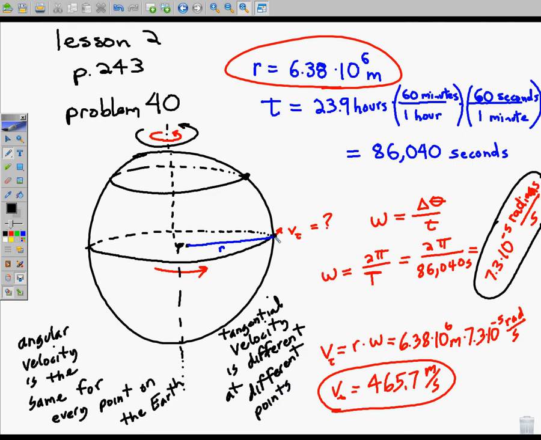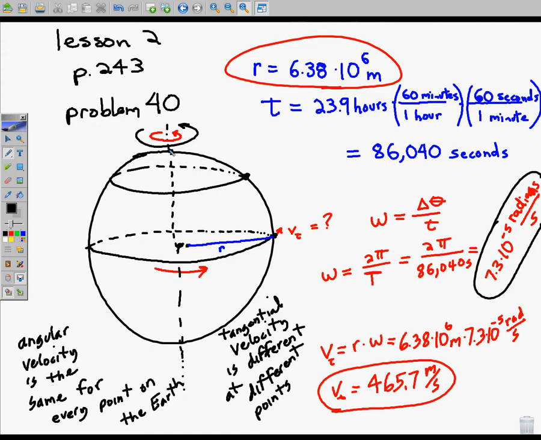At the equator, the tangential velocity is the greatest. And as you get closer and closer to one of the poles, your tangential velocity approaches zero. Because if you're standing on the pole right here, what are you basically doing? You're not really doing anything. You're just rotating. But you don't have a tangential velocity, because there's no radius there.